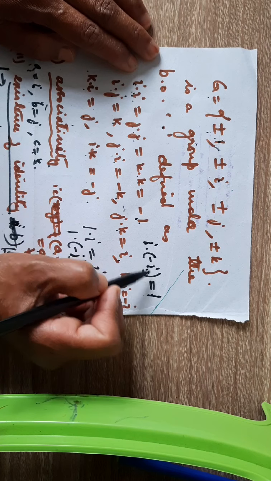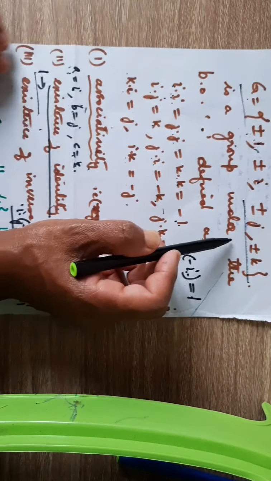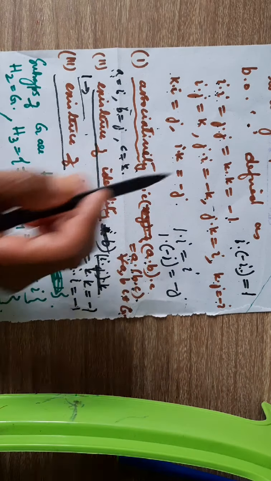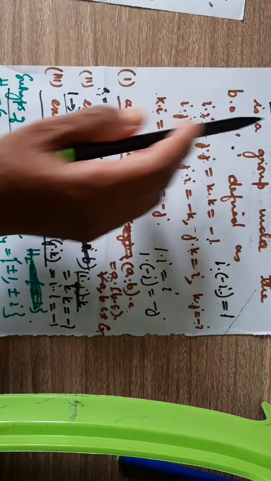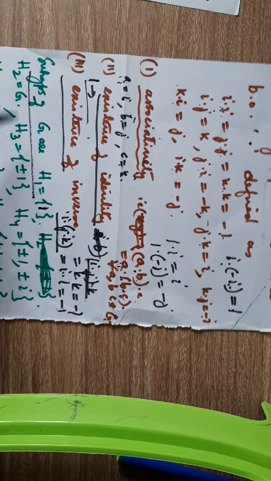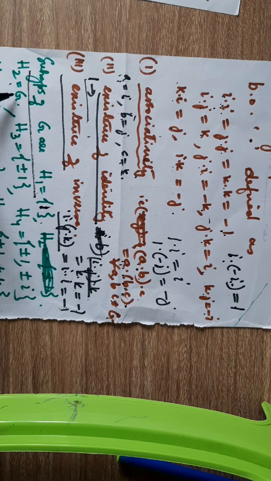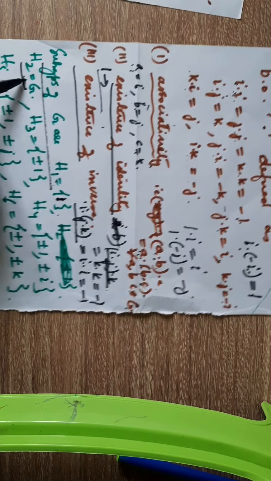Similarly, the inverse of minus i will be i. So all the elements of G will have an inverse in G itself, and that's why it will form a group. Now these are the subgroups of this G. H1 contains only the singleton element e, that is the identity element 1. H2 is the whole group itself. Then these two, H1 and H2, are the improper subgroups.